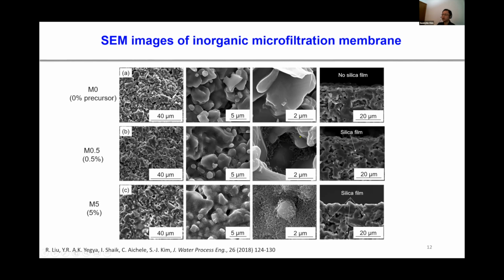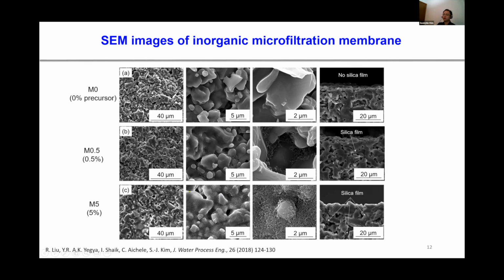If we look at the 2 micron magnification, the silica nanoparticles are uniformly distributed on the membrane surface. However, there is minimal blockage of membrane pore channels. Minimal blockage is also found in the 20 micron SEM images. However, below we have the M5 membrane. The membrane was treated in 5 weight% solution. So M5 has more silica nanoparticles in it.